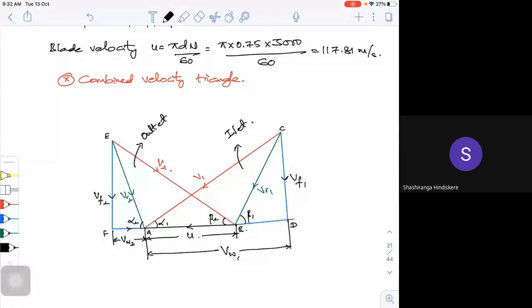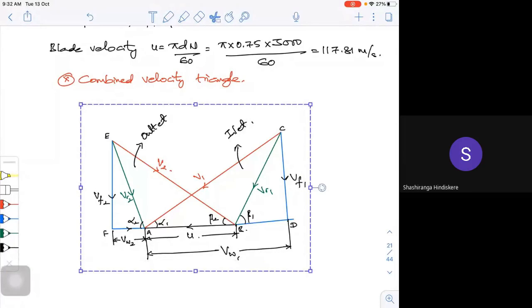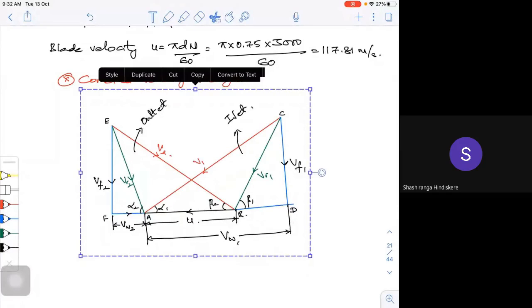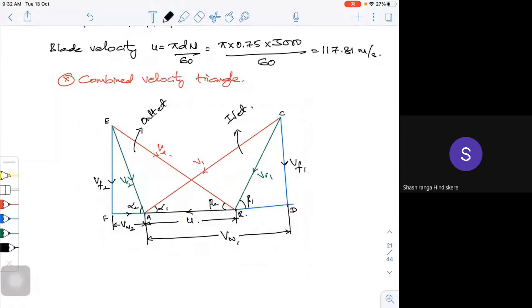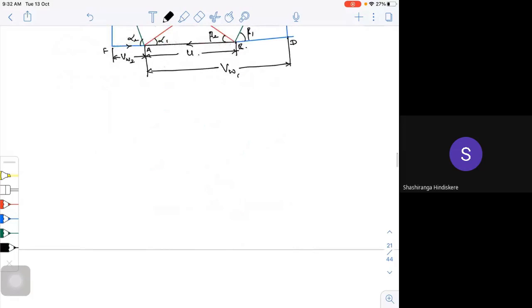I can easily draw this kind of triangle to solve a problem. This is how you are supposed to solve it, but I will show you how I got this triangle. Now, as I told you, in case of an axial flow machine, suppose I have this as my blade profile, and this is my blade actually.